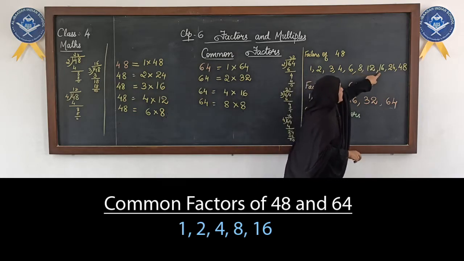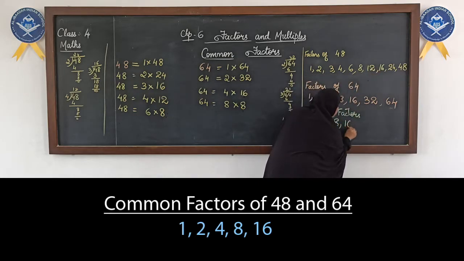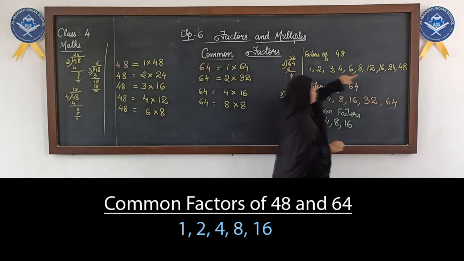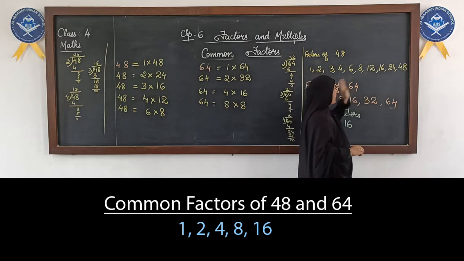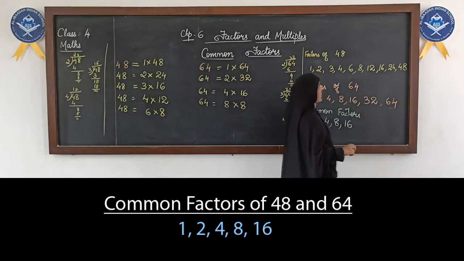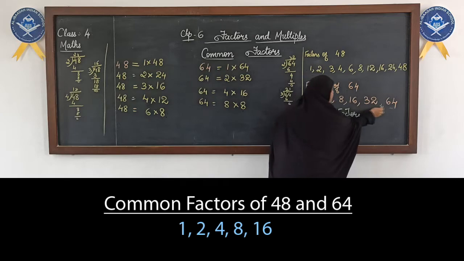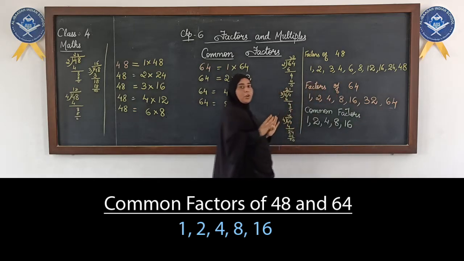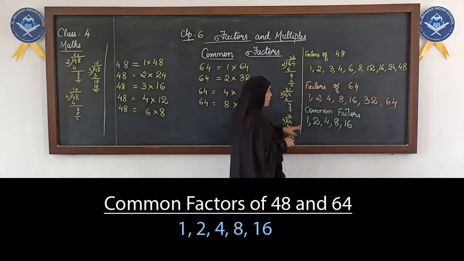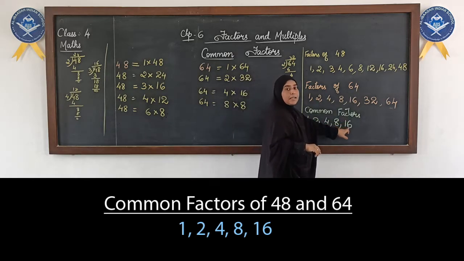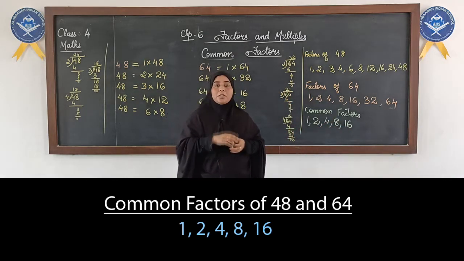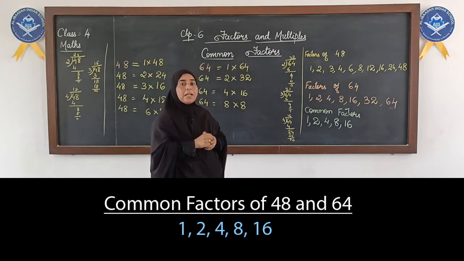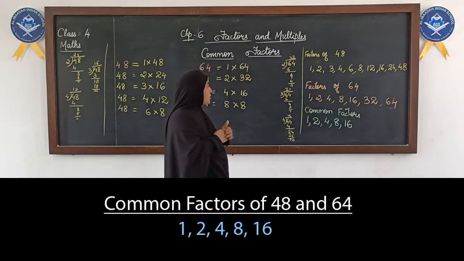Then next we have 16. Yes, 16 is a common factor. Then 24. It's not a common factor. We don't find it in the list of 64. And last we have 48, which is again not a common factor. Here we have 32 and 64. They are also not common factors. So we have found 5 common factors: 1, 2, 4, 8 and 16. This is how we find the common factors. First we have to list all the factors of the numbers, then compare and find out the common factors.